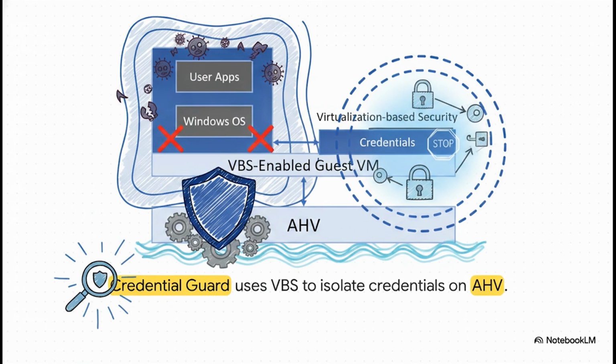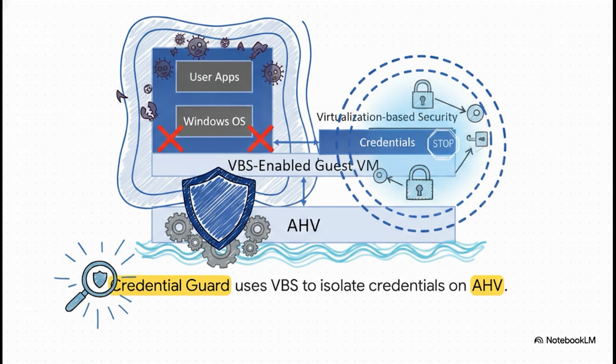Think about the architectural flow here. At the very base layer, you have the AHV hypervisor. Sitting right on top of that is the VBS-enabled guest VM. Now, inside that guest VM, Credential Guard relies heavily on Microsoft's virtualization-based security to run a completely distinct VBS instance. This VBS module securely locks away the credentials, isolating them completely from the standard Windows OS and user apps operating over on the side.